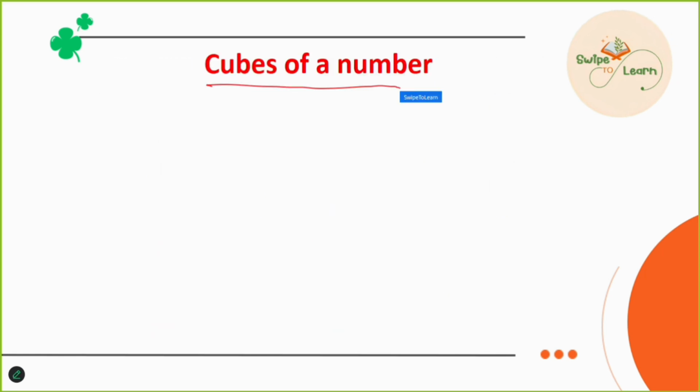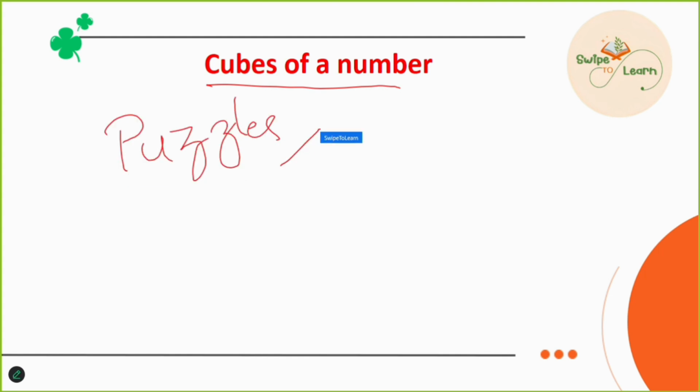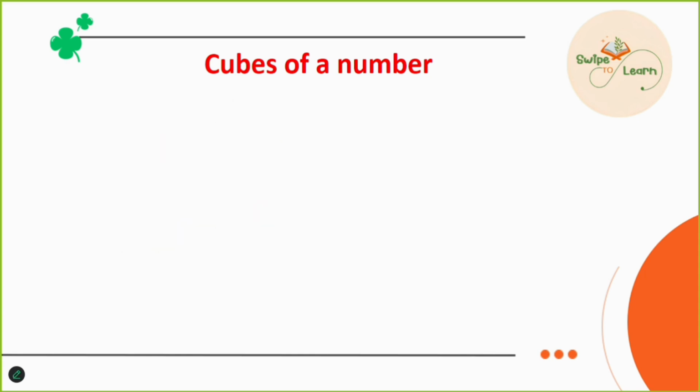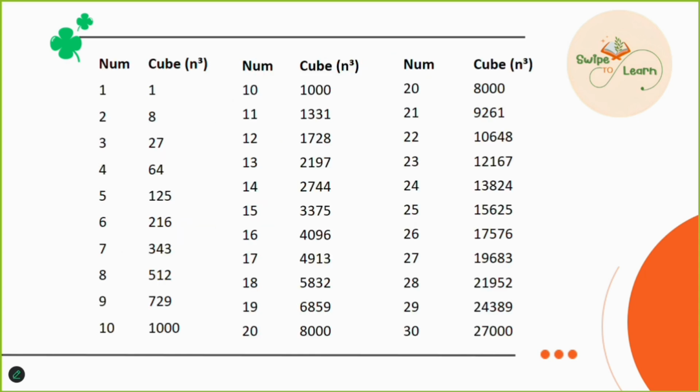Cubes of a number. Just like squares, cubes are also essential for number puzzles. These are very much essential in solving puzzles or series. When you come across a number series, these cubes and squares of numbers are very important. Next, these are the cubes from 1 to 30. So from 1 to 30, you should be aware of squares as well as cubes.